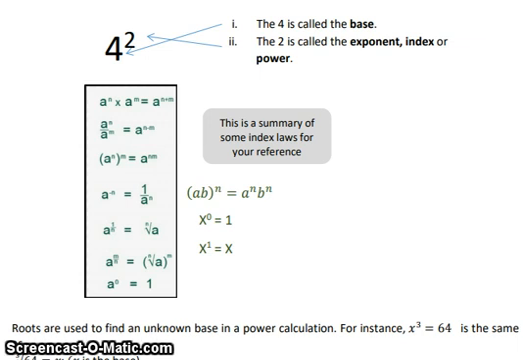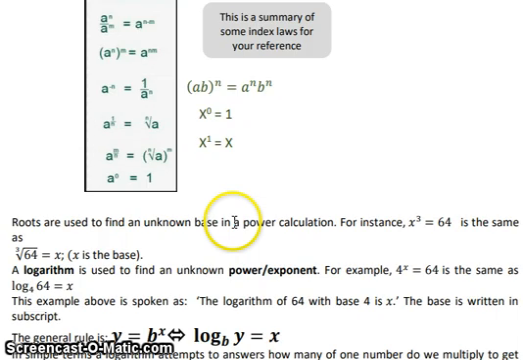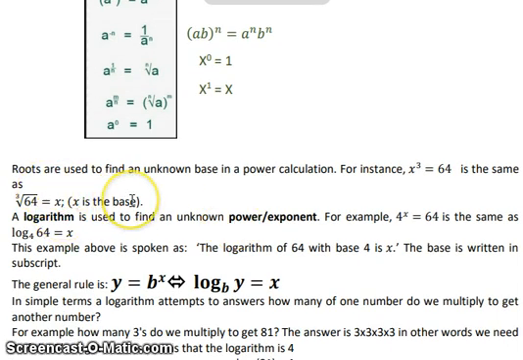You can see here logarithm. Here 4 and 2. The 4 is called the base and 2 is called the exponent, index or power. And these are the formulas, a summary of some index laws for reference. X to the power 0 means 1, x to the power 1 means x. Roots are used to find the unknown base in a power calculation. For instance, x to the power 3 is 64, the same as the cube root of 64, x is the base.